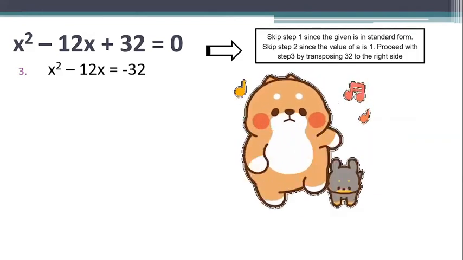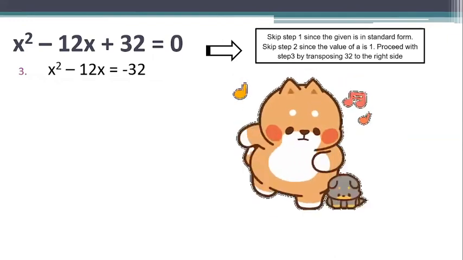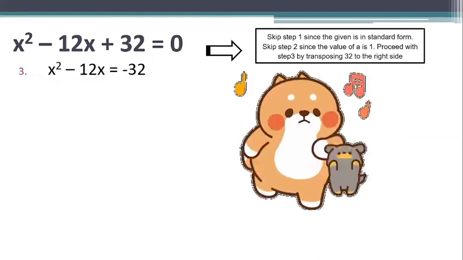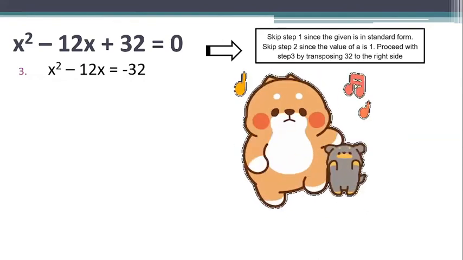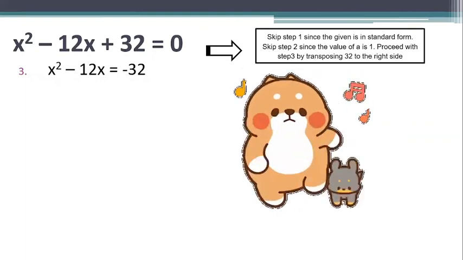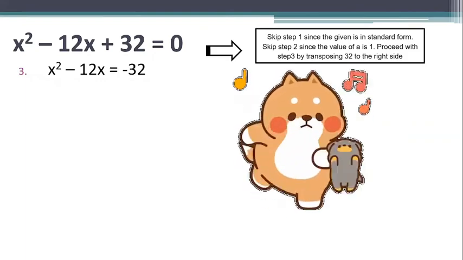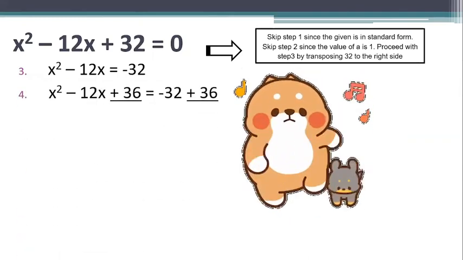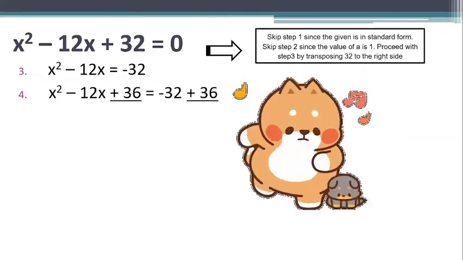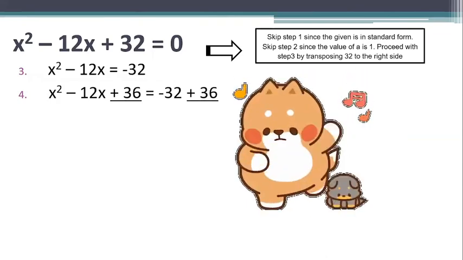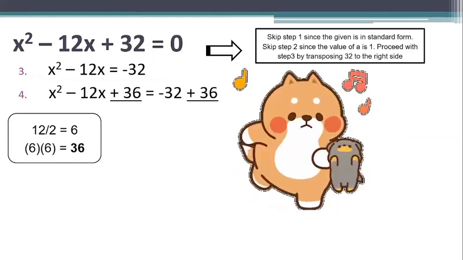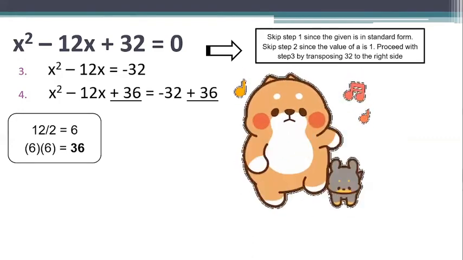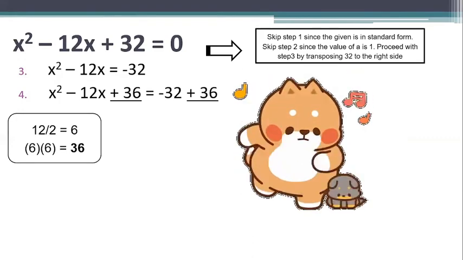So after transposing negative 32, we have to find the third term to make x squared plus 12x a perfect square trinomial. So 12 divided by 2 is 6. 6 times 6 is 36. And we are going to add that 36 on both sides. So we have x squared plus 12x plus 36 and then negative 32 plus 36. So again, how do we get that 36? The middle term is 12 divided by 2 is 6. Then 6 times 6 is 36. And then that is to be added on both sides.